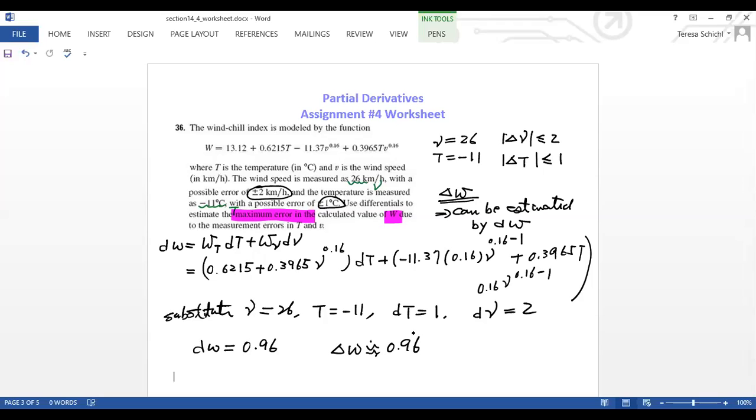Okay, that's it. That is for this assignment. I think this is a very easy assignment, very mechanical, right? You just plug into the linear approximation formula and the differential formula, right? So that's it.